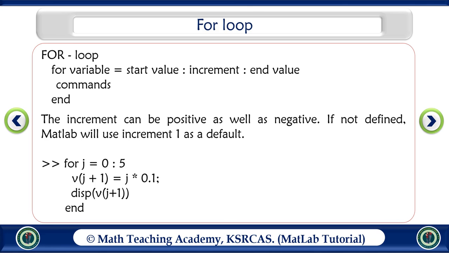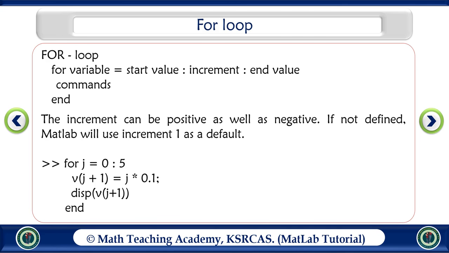And then the next command is disp of v of j plus 1. Disp of v of j plus 1 is v of 1. So this command displays the value v of 1. Here the present value of v of 1 is 0. That is why 0 is displayed on the screen. And then the command goes to the end statement. When this end statement is executed, the control will again transfer to the for command.